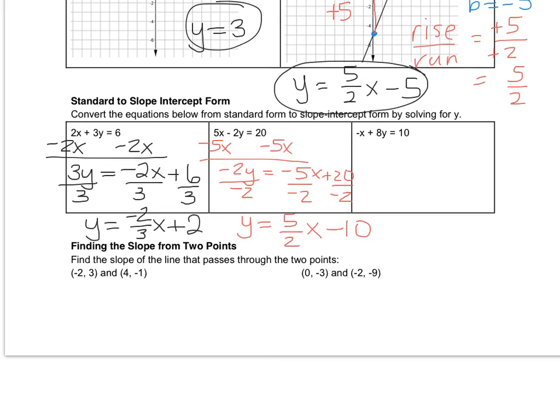Last one. I would encourage you to pause this last one and try it yourself. Yeah, so hit pause.